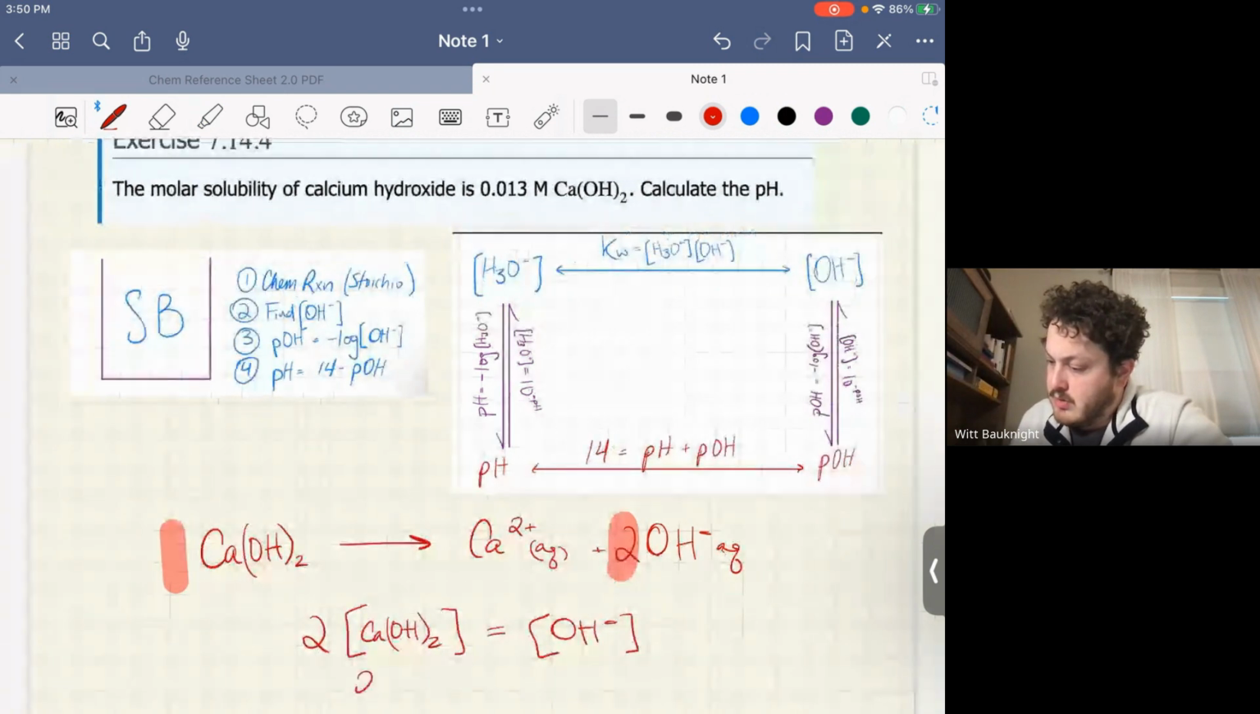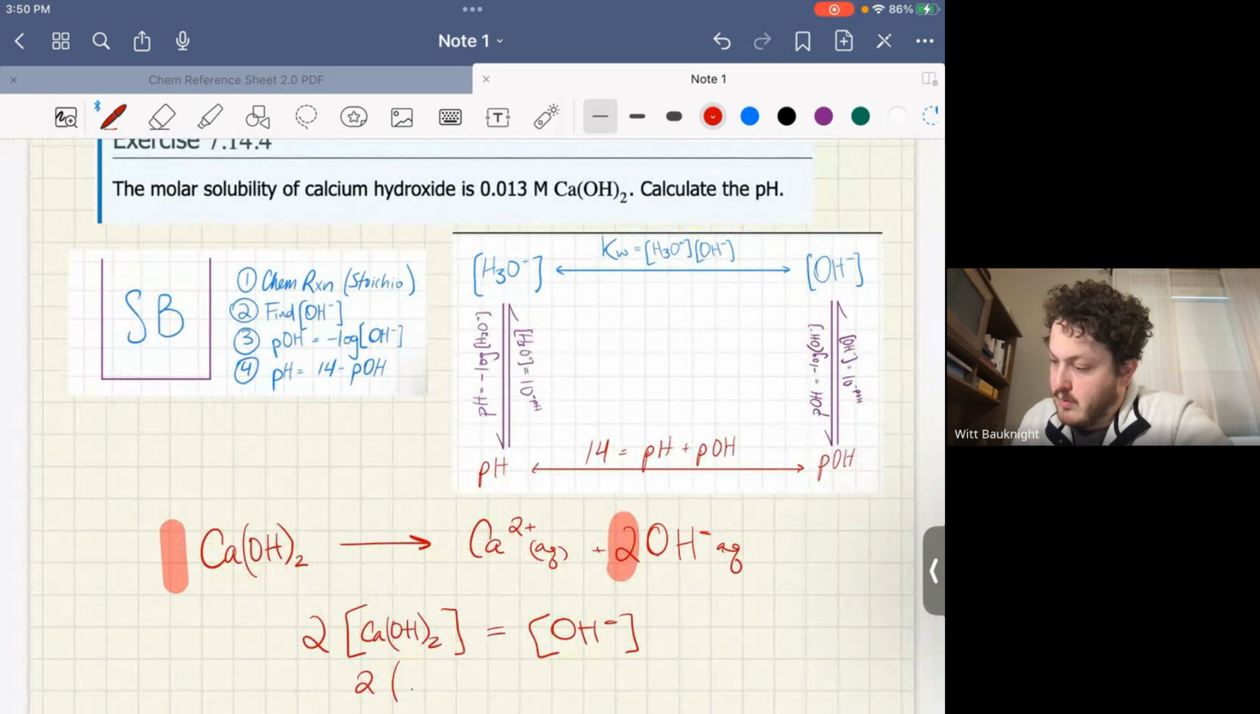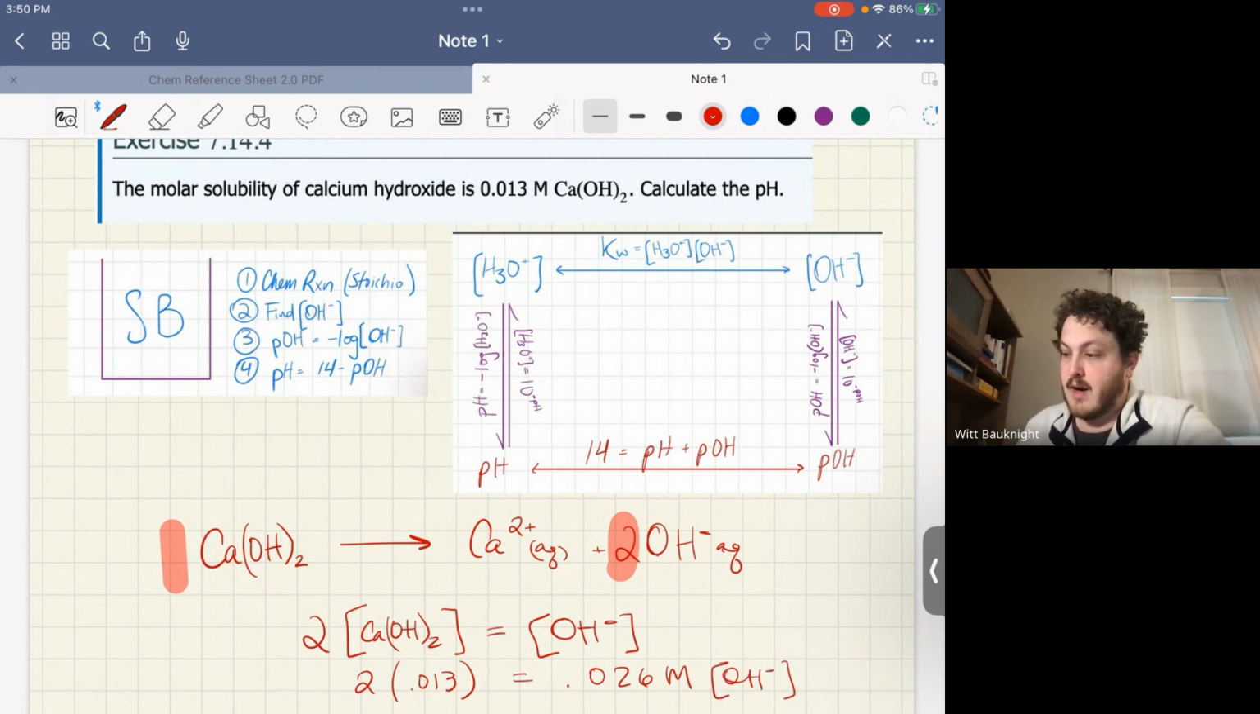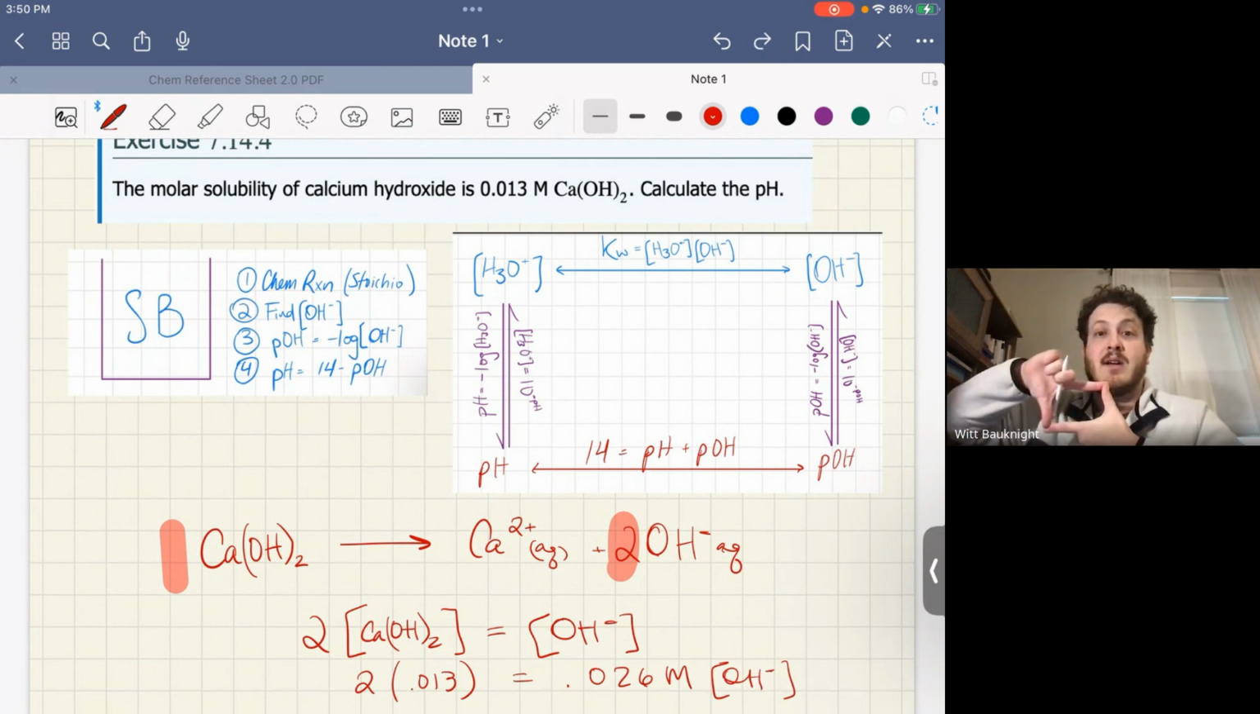So 2 times 0.013, I can do that in my head, 0.026 molars of hydroxide. All right, so we thought about the chemical reaction and focused on that stoichiometry, and that helped us find our OH minus.